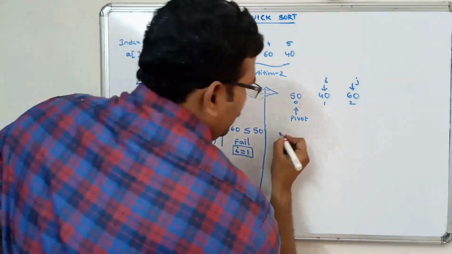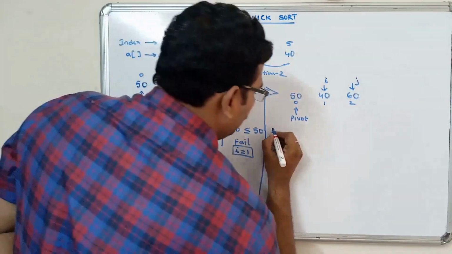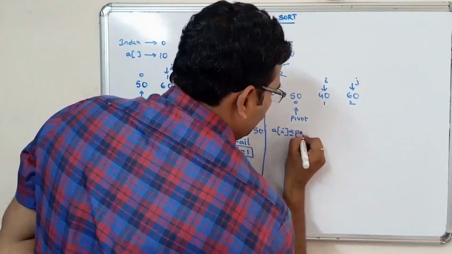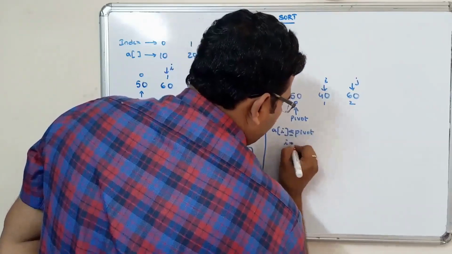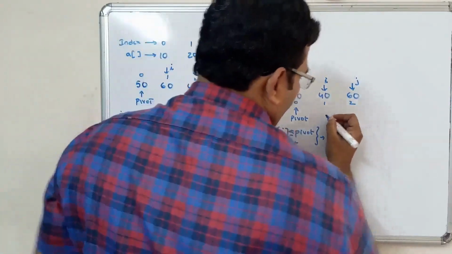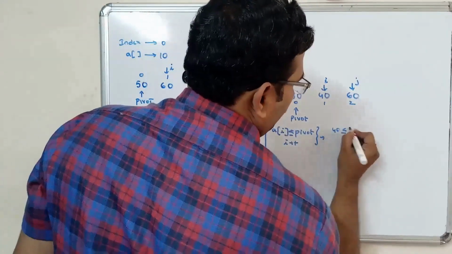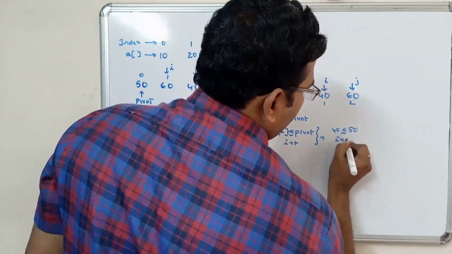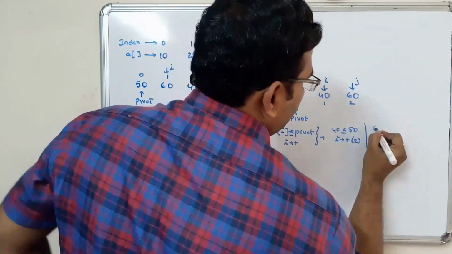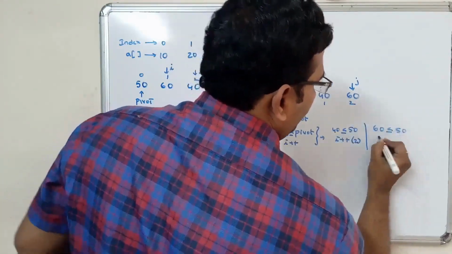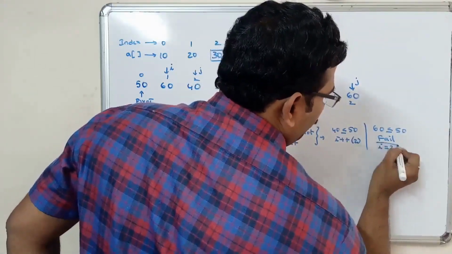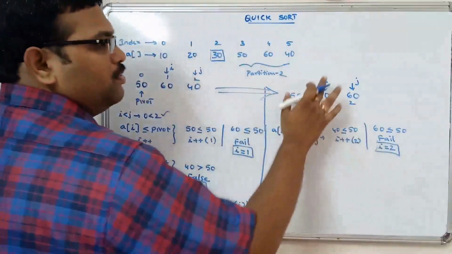Okay. Now again repeat the same process. So A of I is less than or equal to pivot, so I plus plus. Consider this one, A of I, that means 40 less than or equal to 50. I plus plus, which becomes 2. Similarly 60 less than or equal to 50 fails at I is equal to 2. Right? At I is equal to 2 it fails.